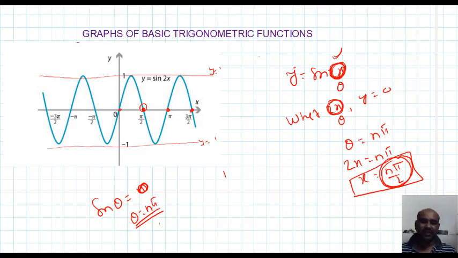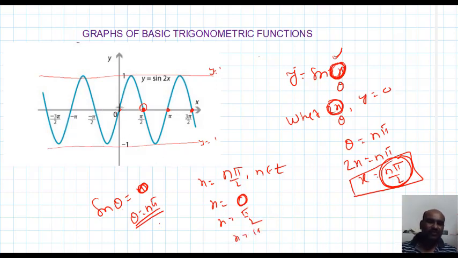Observe here, n pi by 2, where n belongs to Z. Take n equal to 0, you will get x equal to 0. Take n equal to 1, x equal to pi by 2. Take n equal to 2, x equal to pi. So those points are 0 comma 0, pi by 2, pi, 3 pi by 2.